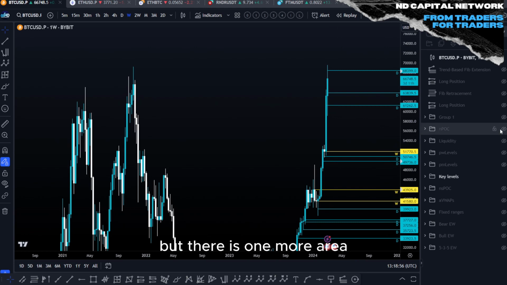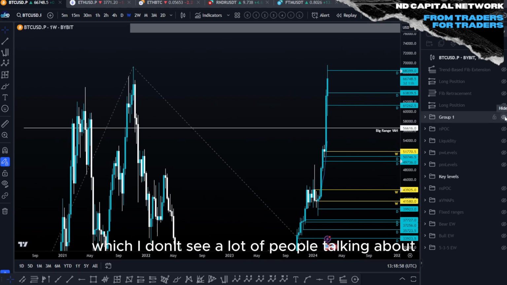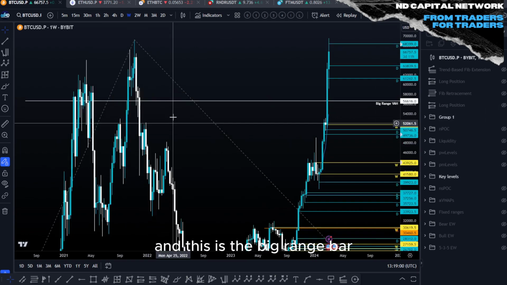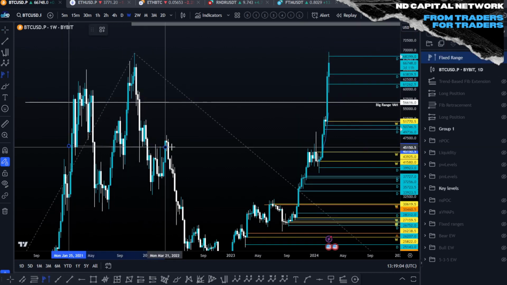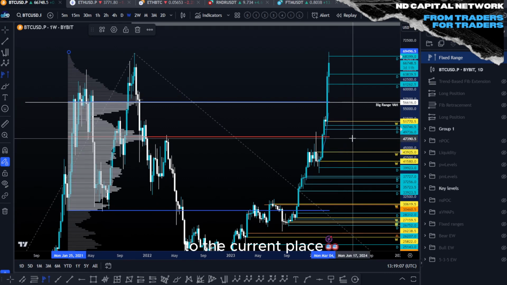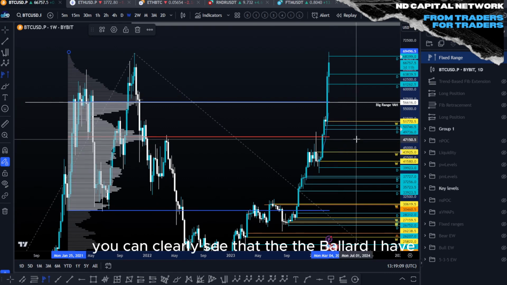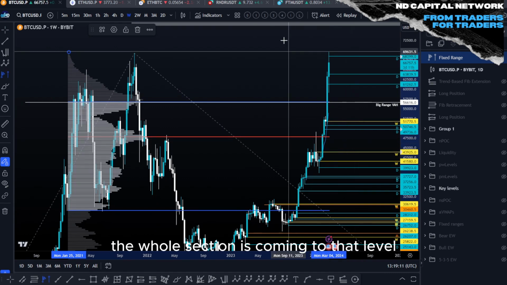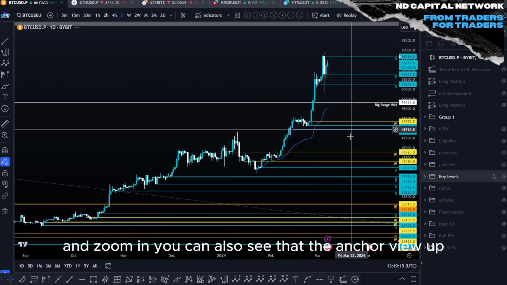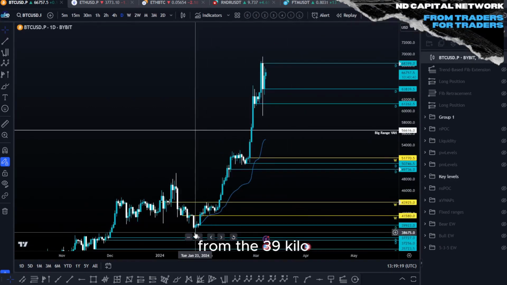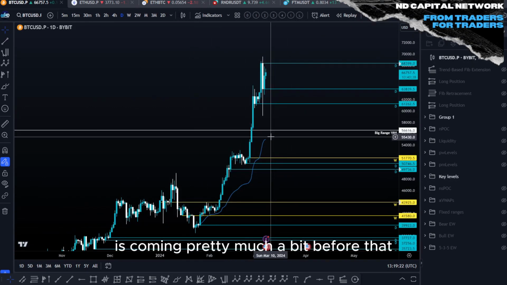But there is one more area which I don't see a lot of people talking about, and this is the big range VAR. If you pull out the fixed range from the beginning to the current place, you can clearly see that the value area high, the whole section, is coming into that level. Now if I just delete this for a second and zoom in, you can also see that the anchored view up from the 39k low is coming pretty much a bit before that.